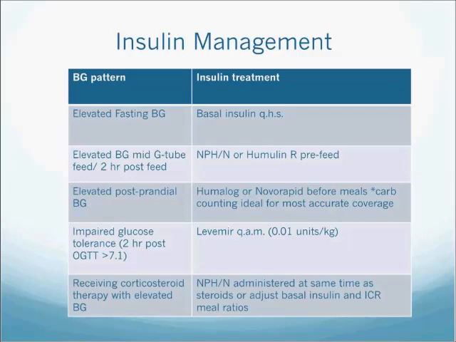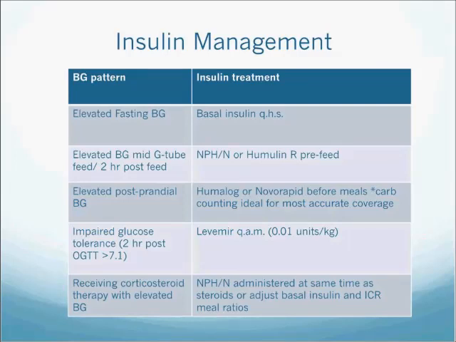For those patients that have a G-tube feed, basal insulin doesn't have a peak, so NPH or N or even Humulin R can be used pre-feeds in order to manage blood sugars throughout the G-tube feed. And for those blood sugars that are high post-meals, it's recommended to use the rapid-acting insulins such as Humalog or NovaRapid. And generally, we recommend using carb counting, which I'll go into in a little more detail.